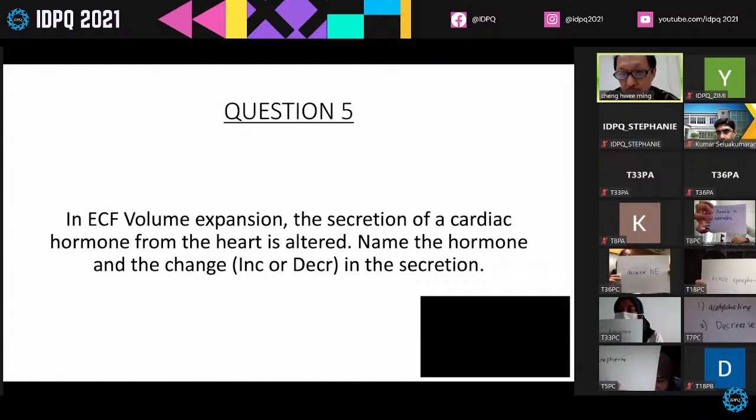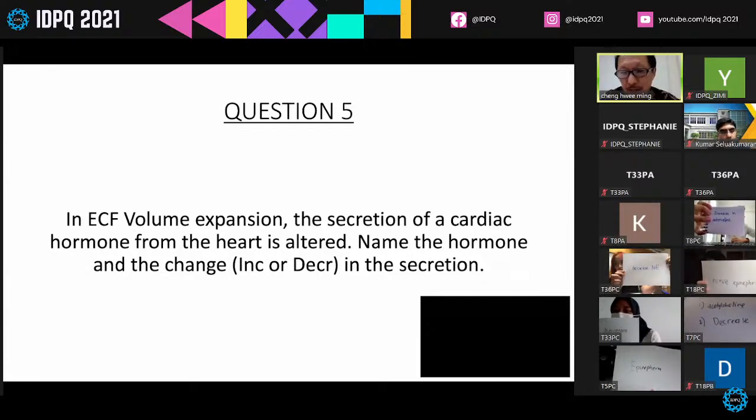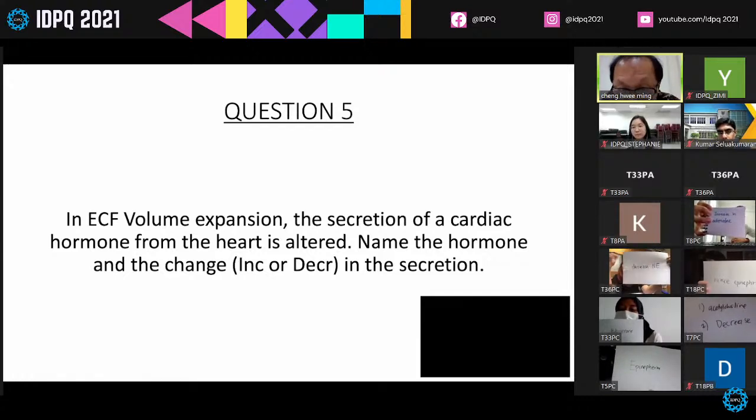Okay. The hormone that we want is atrial natriuretic peptide. And obviously, in volume expansion, atrial natriuretic peptide should be increased. So what we want is just increased ANP. Okay, so team A is wrong.